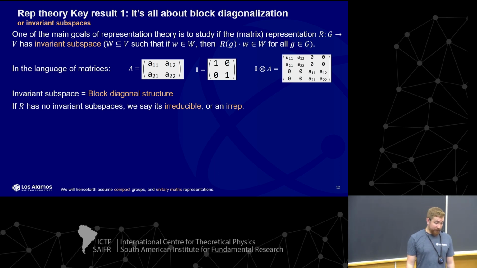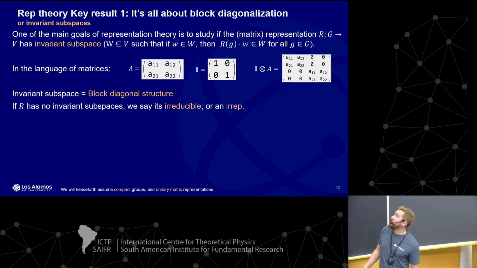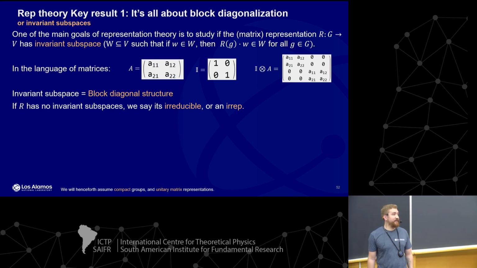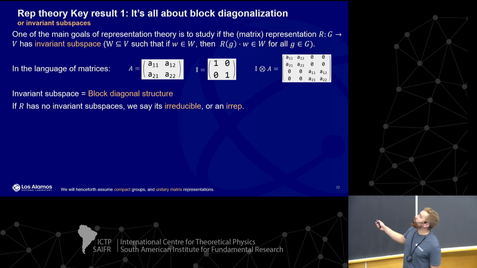And we're going to start introducing some language. So don't worry if this sounds complicated. But if I give you a representation of a group and you don't have any invariant subspaces, we're just going to say that this is irreducible, or an irrep. So it's nothing too complicated. It just means that there are no invariant subspaces.